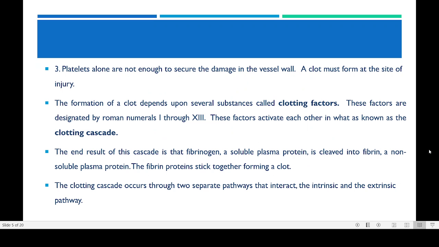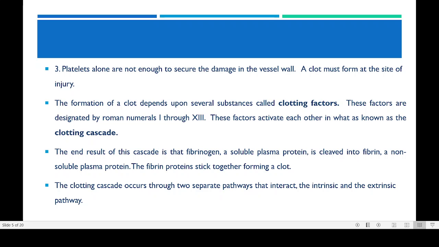Now there are a number of other factors. Other factors mainly means, in addition to fibrinogen and platelets, very small proteins are involved, and these proteins are known by the name clotting factors. Their purpose is to help in the mechanism of clotting, and that is why they are known as clotting factors. So if you ask for a definition, clotting factors are simply small proteins which are assisting or helping in the clotting process.